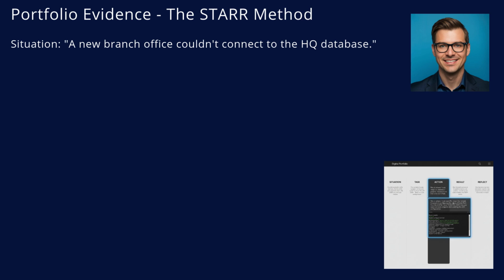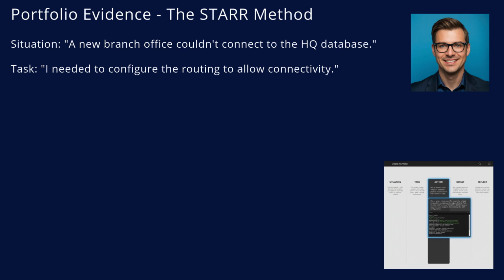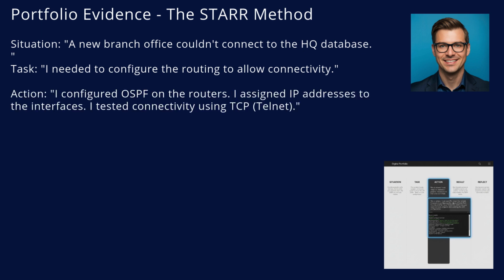For your portfolio, K62 is essential evidence. Use the STARR method to describe a configuration task. Situation: a new branch office opened and couldn't connect to the HQ database. Task: I needed to configure the network routing. Action: I demonstrated K62. I assigned IP subnets to the new LAN. I then configured OSPF on the branch router to automatically exchange routes with HQ.